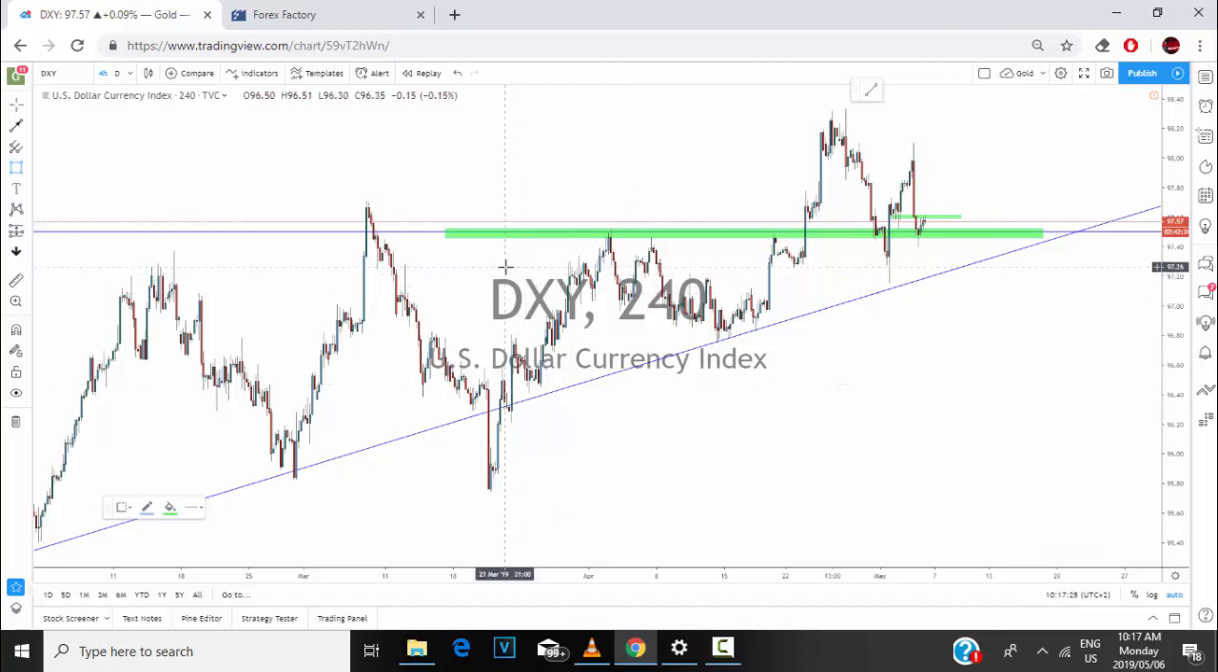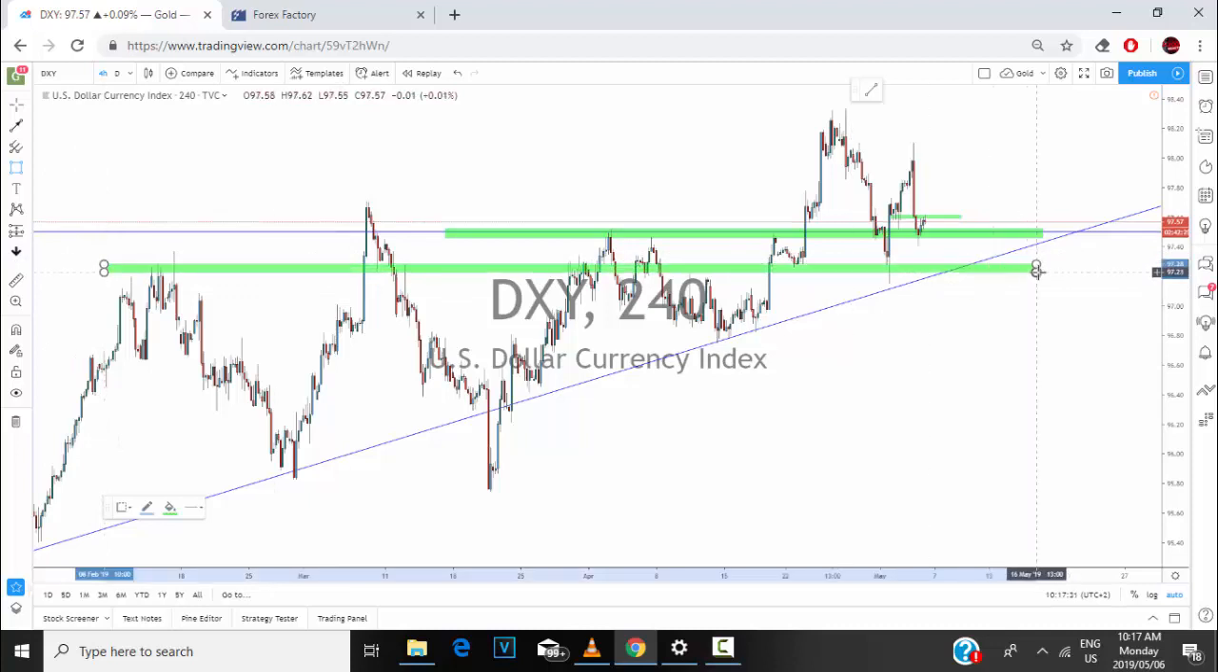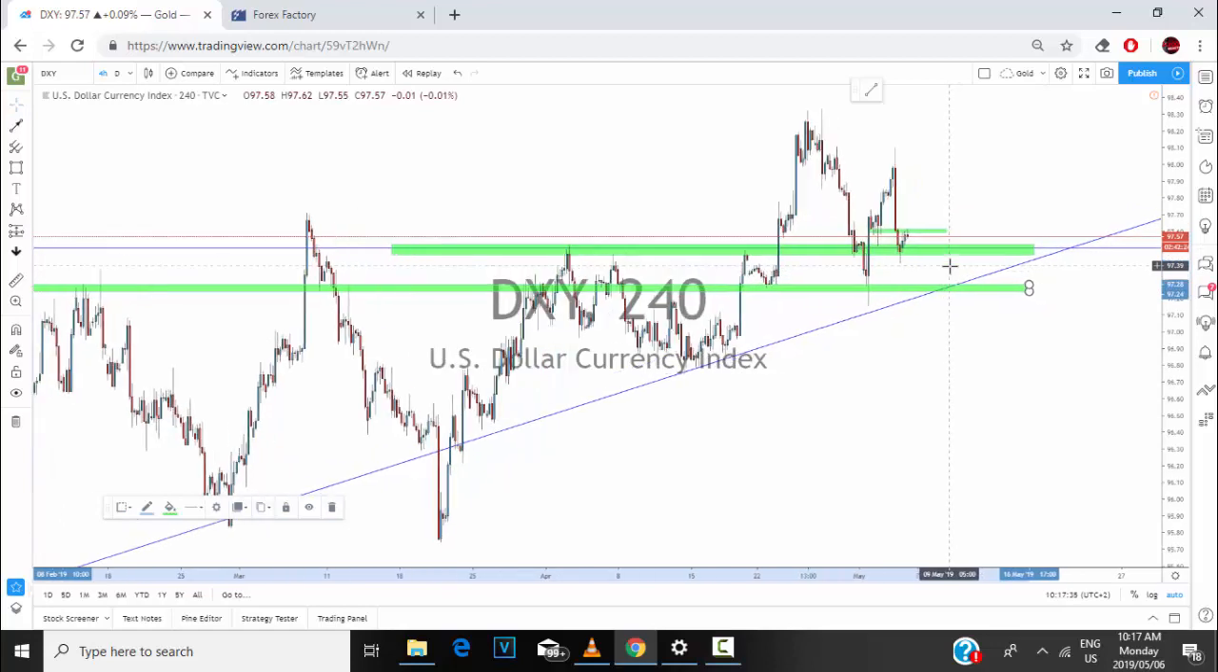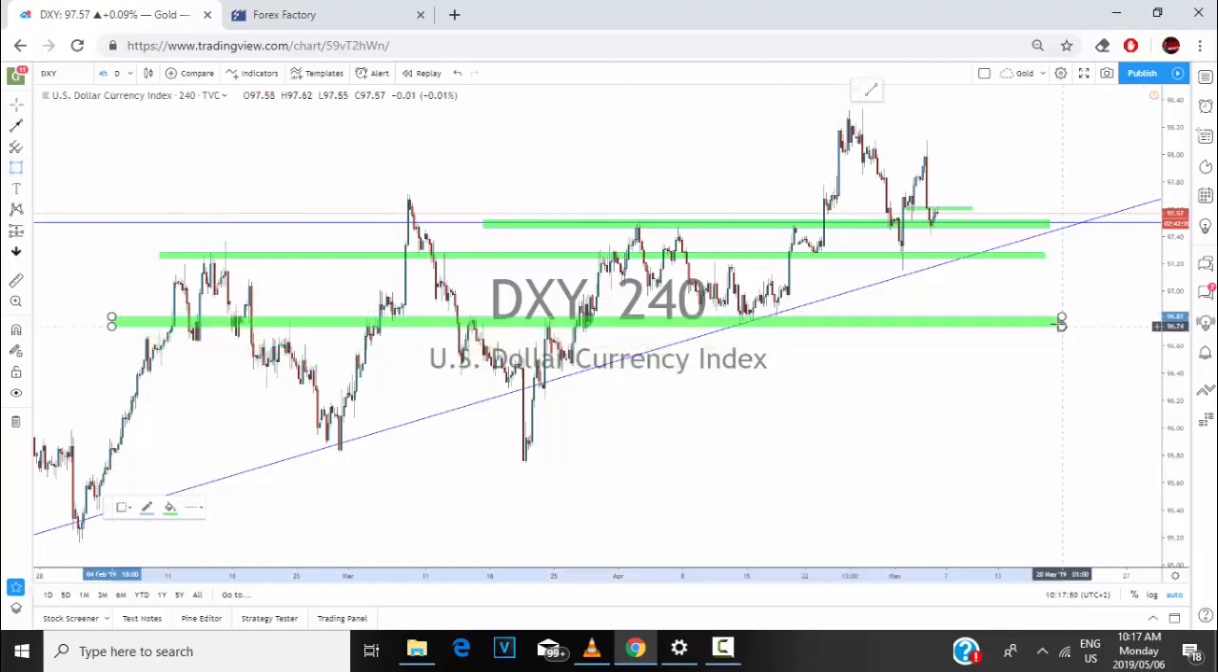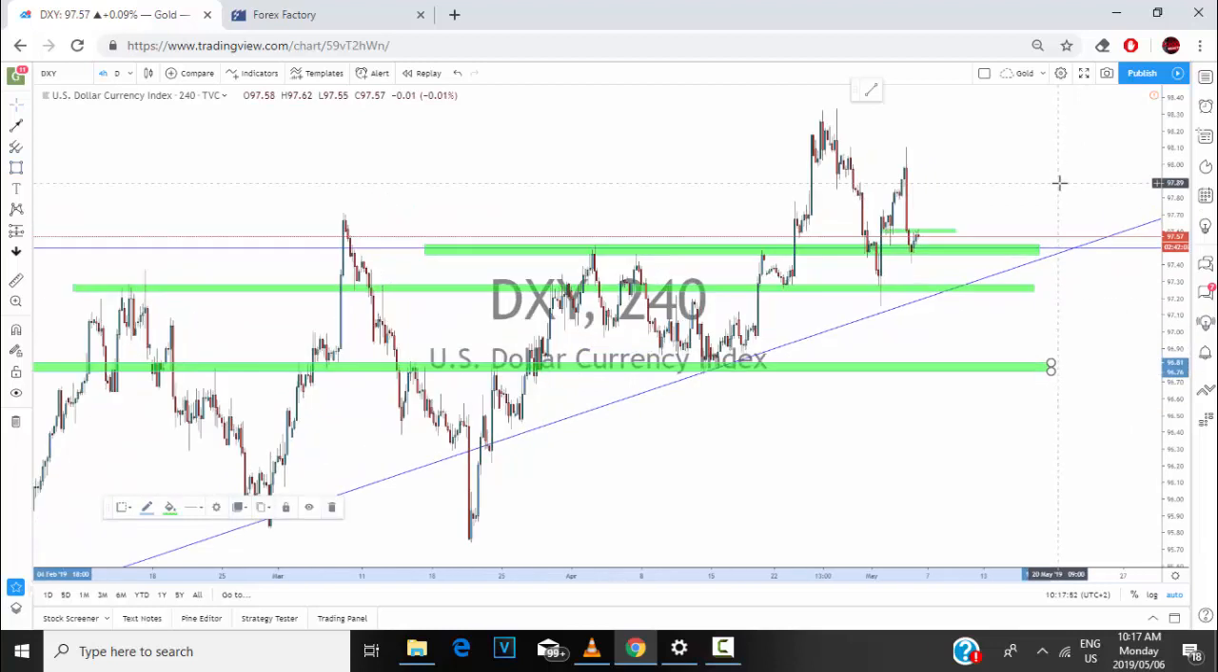Where is it? Rejection. So much rejection right here. I think this will be our turning point. So much rejection right here for sure. And then the next one will be somewhere around here. Yeah, around here. Support resistance sells all day, every day.